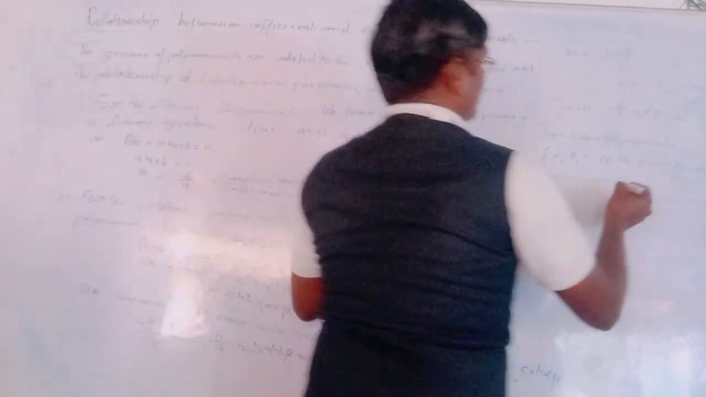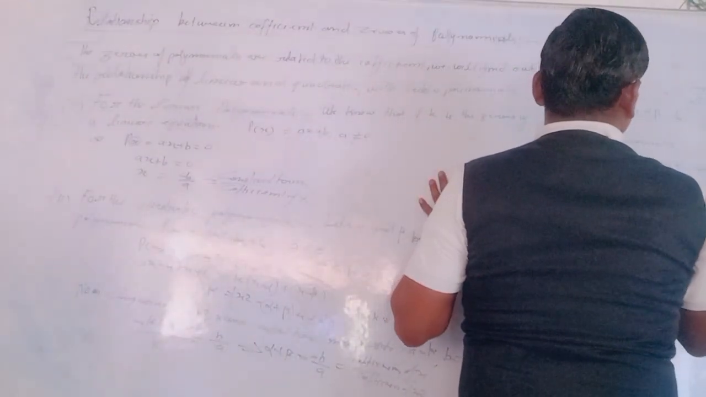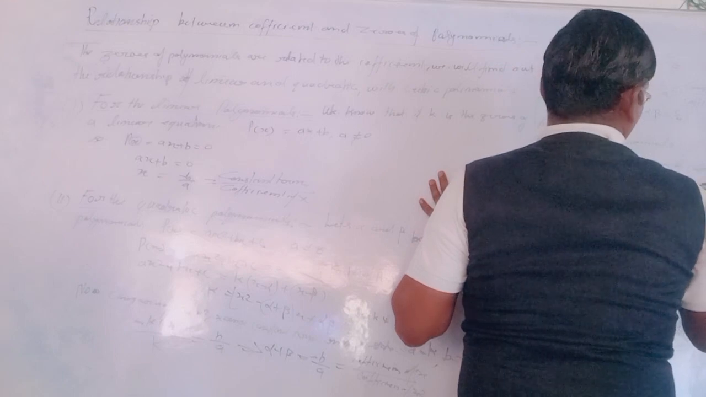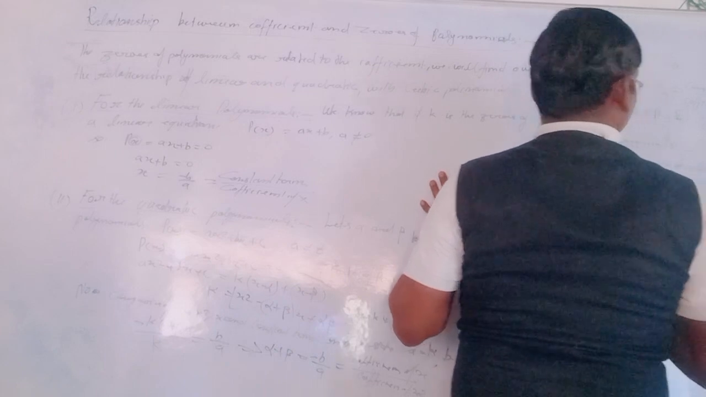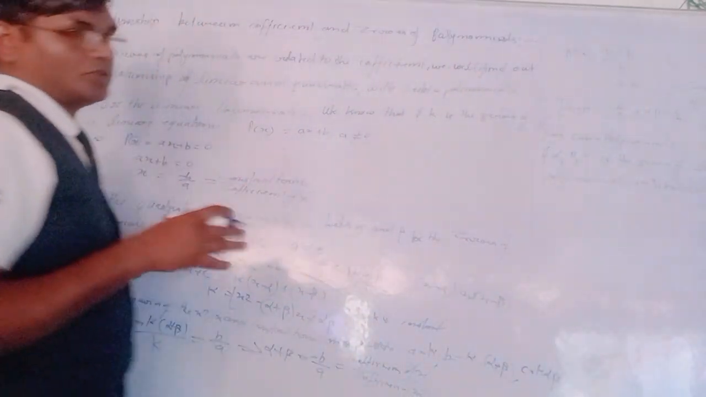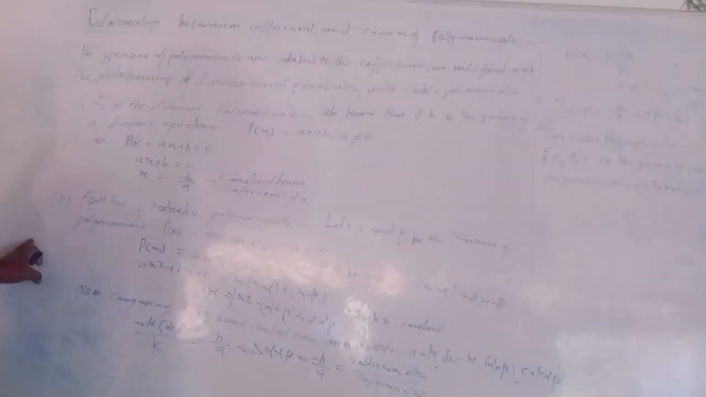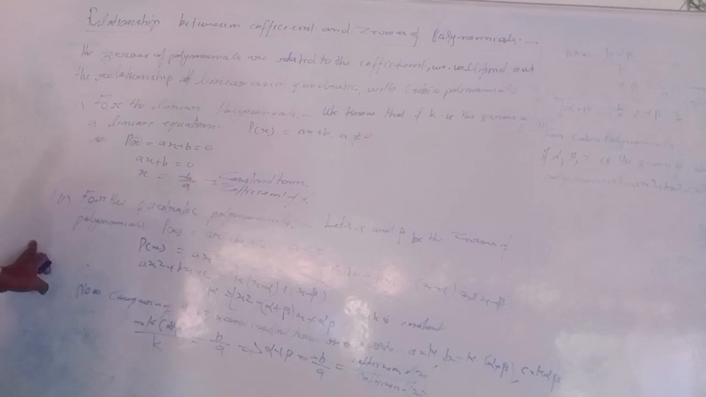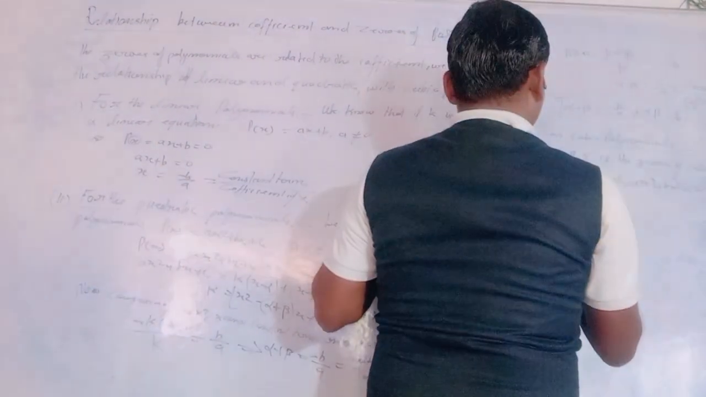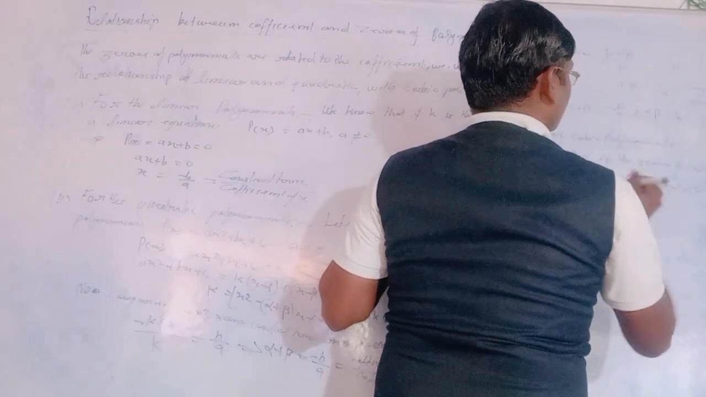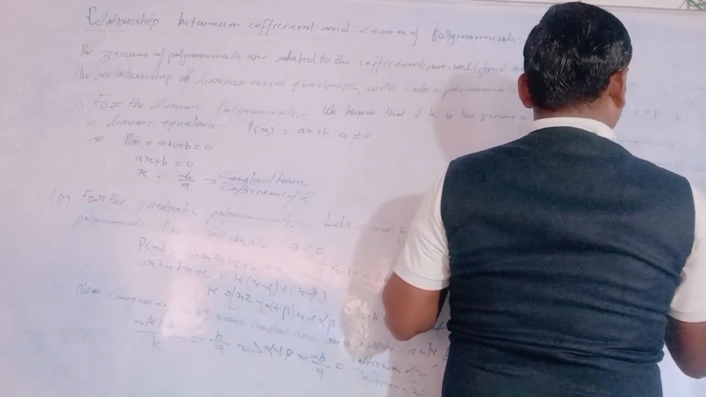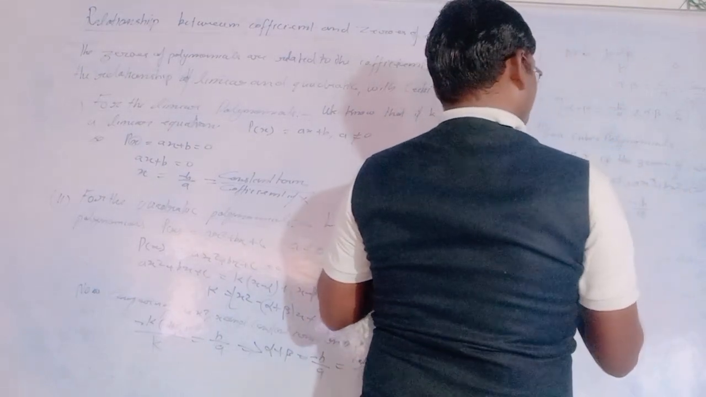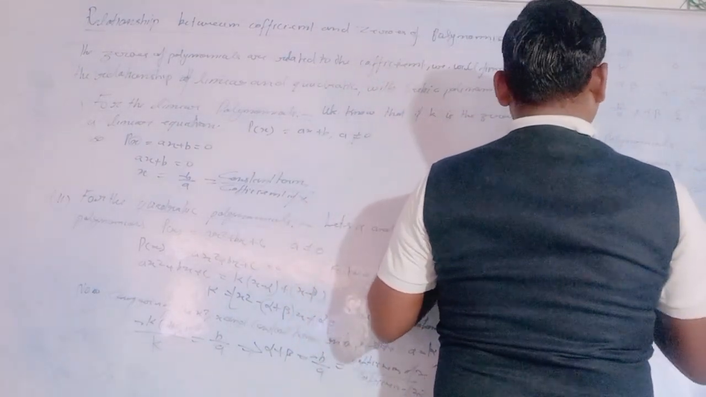So we will write the cubic polynomial here: a x cube plus b x square plus c x plus d is equal to 0. These are the cubic polynomials. Then we will write here alpha plus beta plus gamma is equal to always minus b by a first.